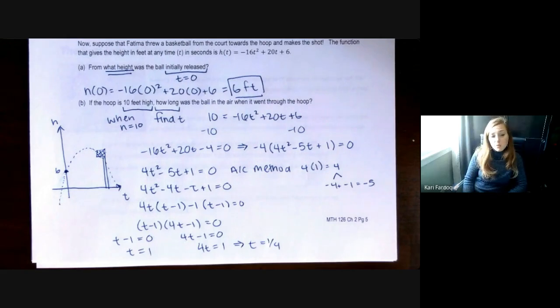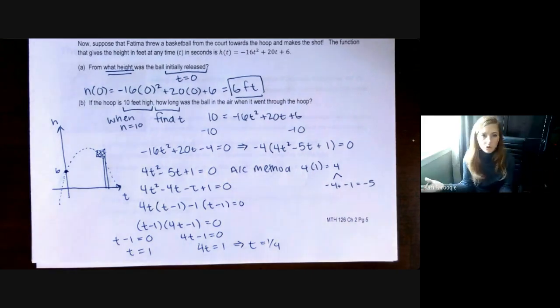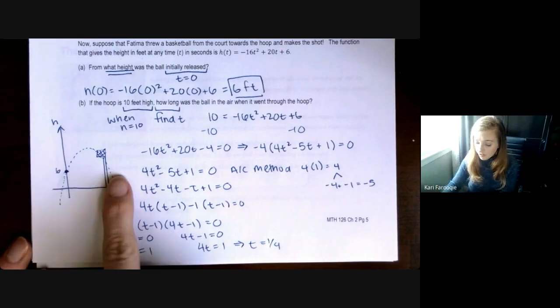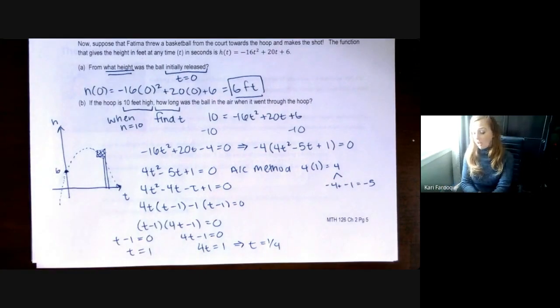Now, back in algebra, when you solve these, a lot of times you ended up in a situation where one of your t's was negative and one of your t's was positive. So you knew you had to keep the positive because t represents time, and time can't be negative. But in this case, you're like, gosh, I don't know. Which one's the answer? Well, this is why it's really helpful to write a diagram. We drew this out, and we had a really good idea of what was going to happen.